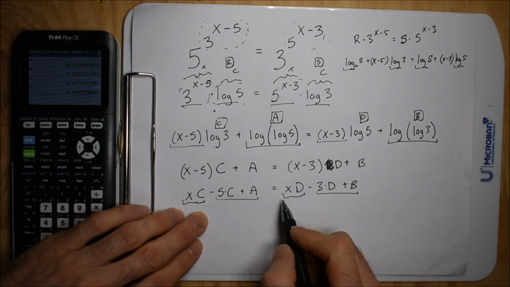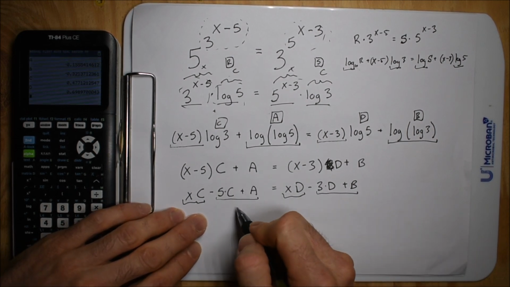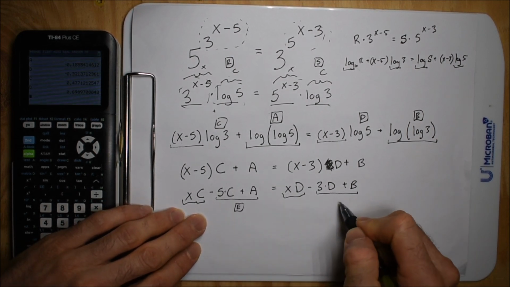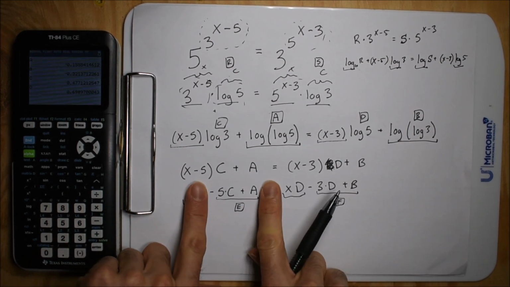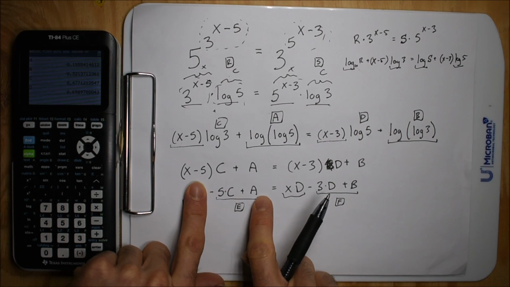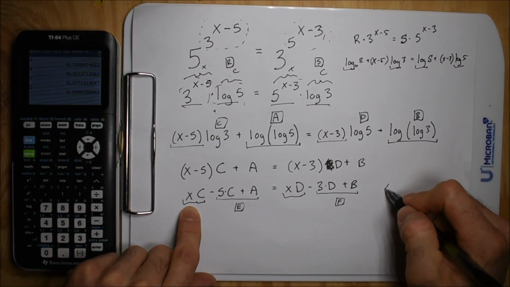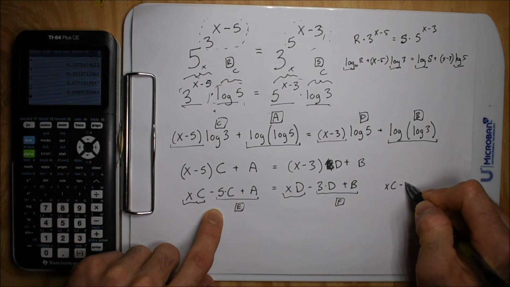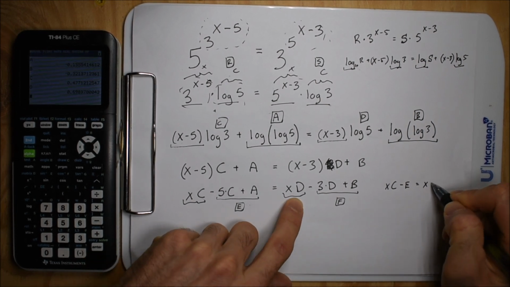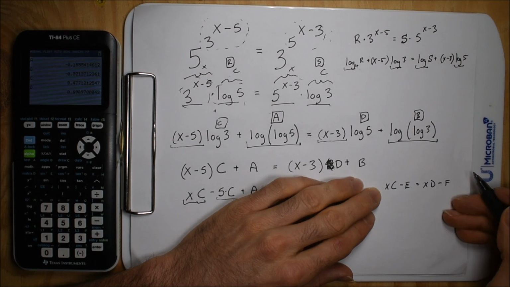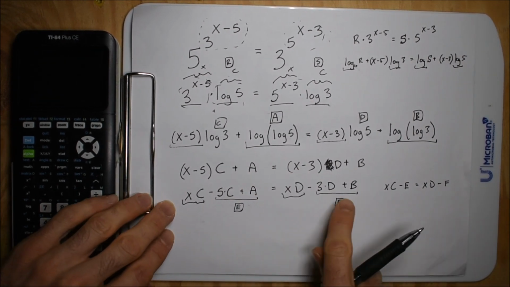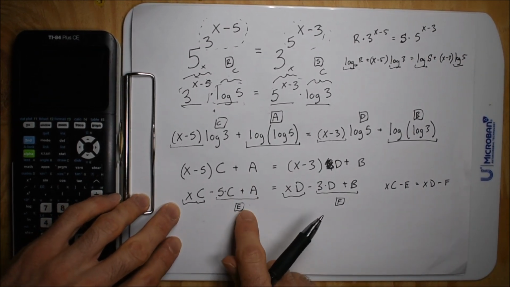Right now, we literally used A, B, C, D. You could say this value is just E. This value is just F. If you put this into your calculator, negative 5C plus A, you're literally getting X to the C minus E is equal to X to the D minus F. You know what I mean? How simple is this to solve? But we'll keep it like this.